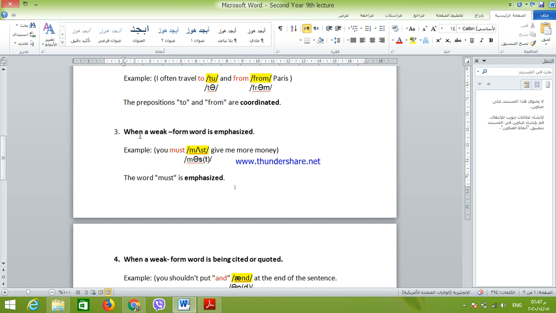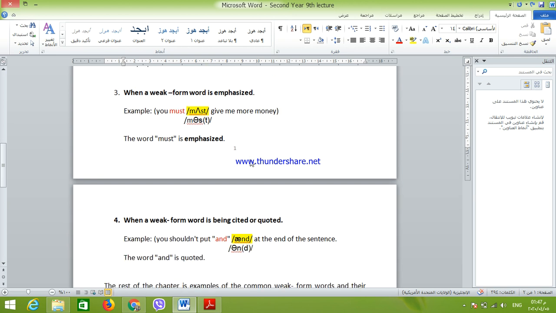The third case is that when a weak form word is emphasized, that is, it is maybe the focus of the sentence. That's why we keep it strong. Example, you must give me more money. The word must is stressed, is emphasized. That's why it is pronounced in its strong form, not the weak form. So the word must is emphasized in the sentence. That's why it keeps its strong form.